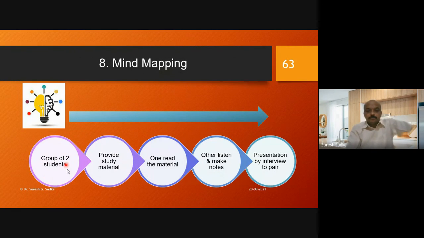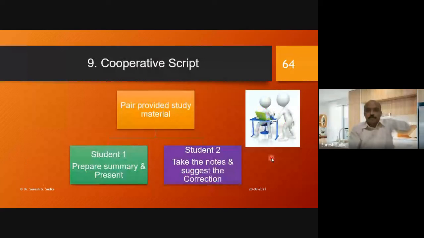The two, we are preparing the pairs, then providing the study material to them. Out of that two students, one student will read the material, the second student will make the notes, and one student will observe the presentation. So this is the way of mind mapping.